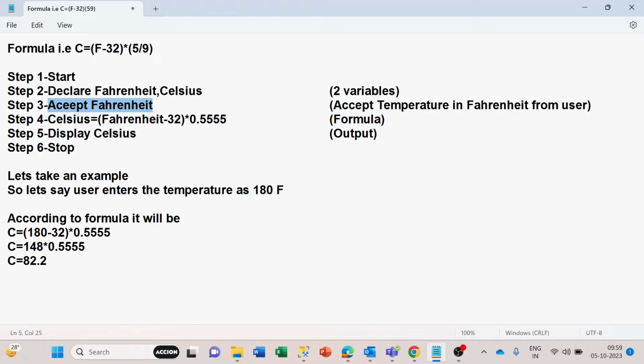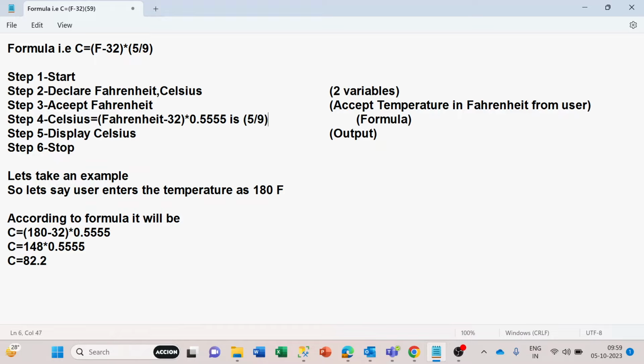Step 5. Here comes the magic. We apply the formula. Celsius equals (Fahrenheit minus 32) multiplied by 5 divided by 9. Step 6. We display the result, which is the temperature in Celsius. Step 7. We're done. That's the entire algorithm.